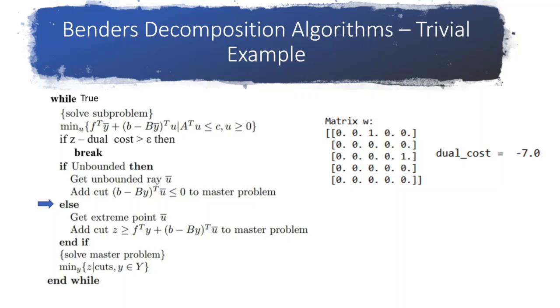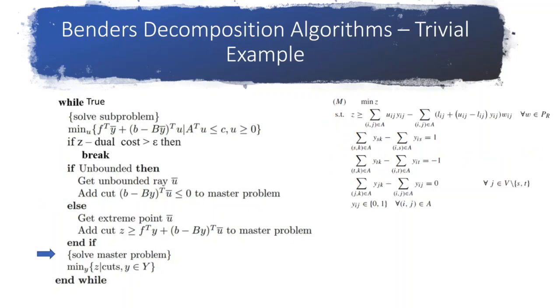We have a new extreme point, which is matrix W on the right. Also, we add a new cut to the master problem. The next step will involve solving the master problem. The first constraint is the cut that we just added. And we do this for every W in PR. PR is the set of extreme points. As of now, we only added one extreme point to PR, and that was during the last step.